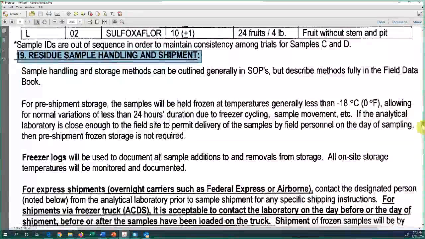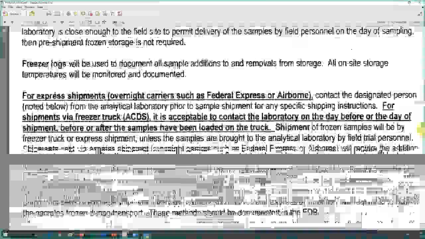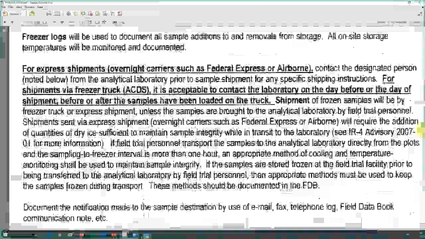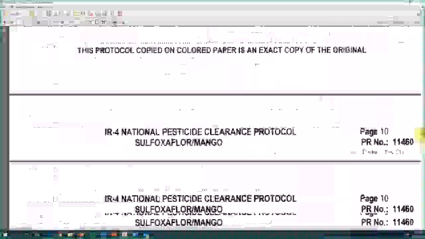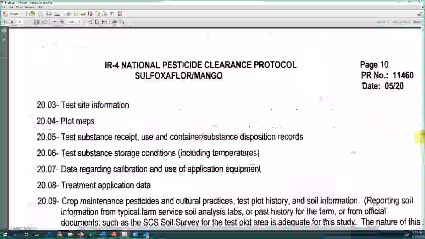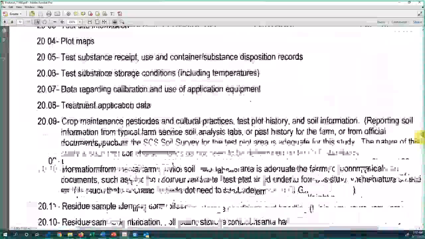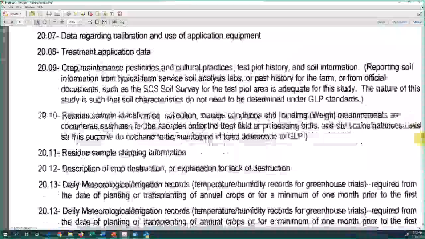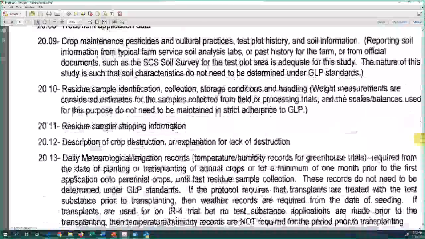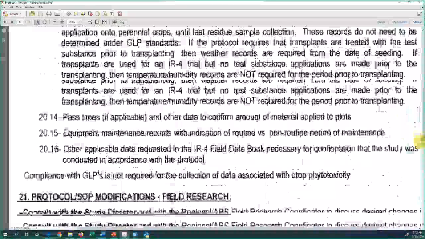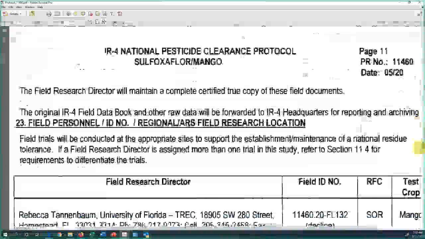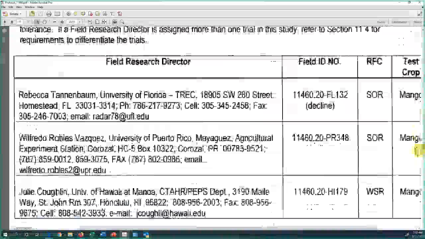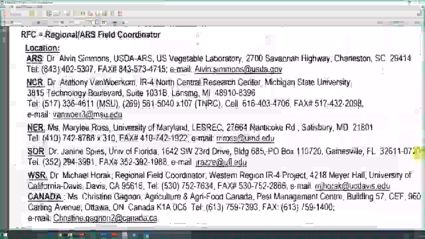I know there's probably a little bit of lag on your screen. You're still seeing residue sample handling shipment there. Let's just wait a little bit. It should be getting there momentarily. And we will see the lab information and the trial information. Then we talk from there.